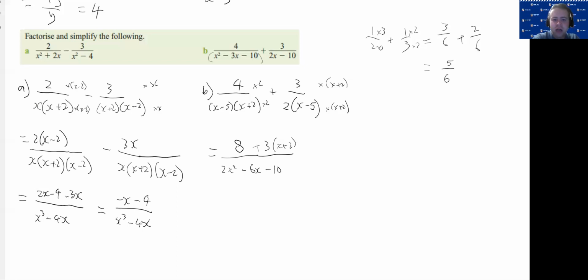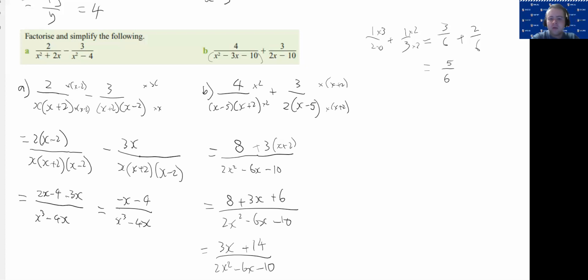So all I've got to do now is expand this out, and I get 3x plus 6 over 2x squared minus 6x minus 10. And then I add those together to get our final answer. So 3x plus 14, and then 2x squared minus 6x minus 10 is our final answer.